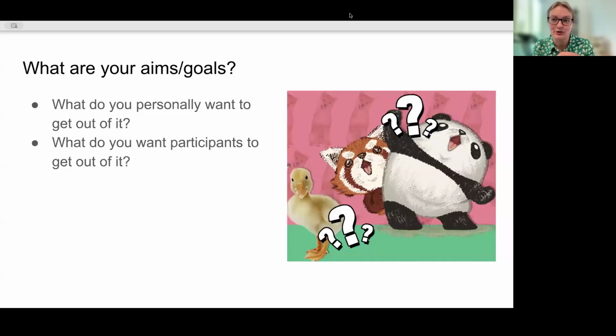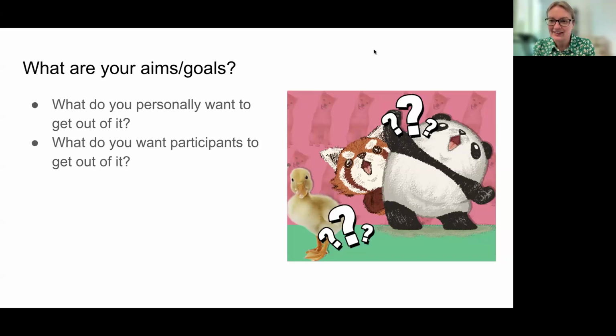So I think it's important, if you're running something, to be clear on what you're personally going to get out of it, in terms of a paper or something to put on your CV. And you also need to think about what you want participants to get out of it. You shouldn't be horribly selfish and be like, well, I want to get a bunch of data for my PhD and I don't really care what the participants get.